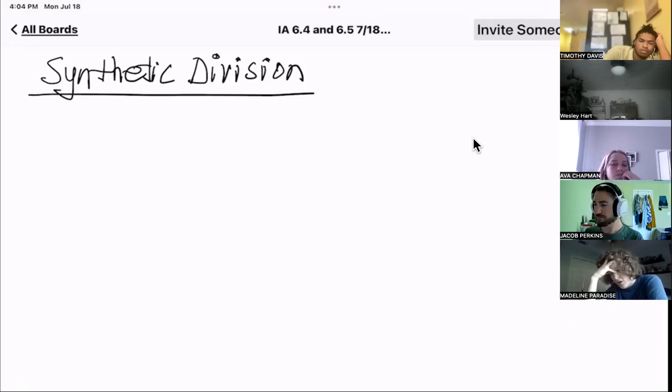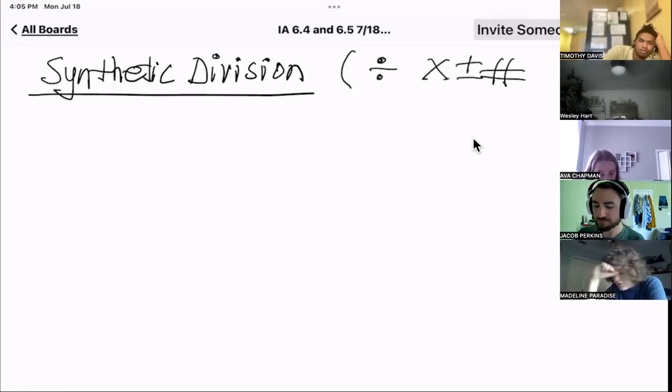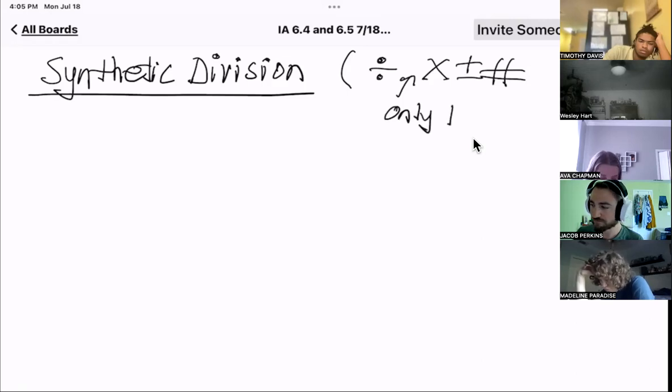When we do synthetic, we can only use it when we divide by x plus or minus some number. You can't have a number in the front. Only one coefficient. It has to be x plus or minus a number. If you have a number in front of x other than 1, you have to use long division. So this is for just binomials that don't have a leading coefficient other than 1. It's going to be x plus something or x minus something.